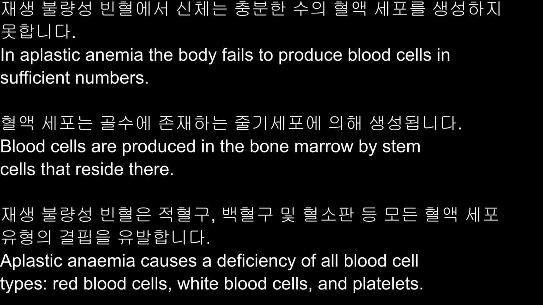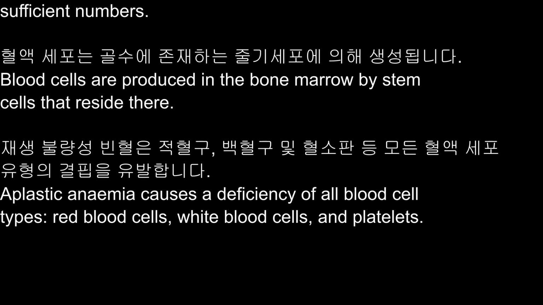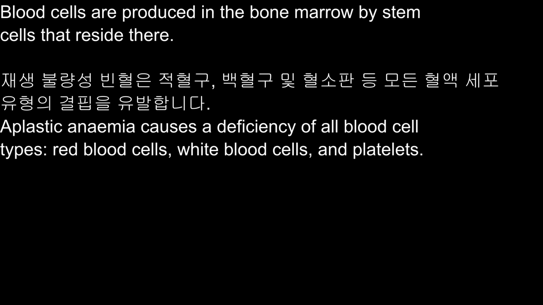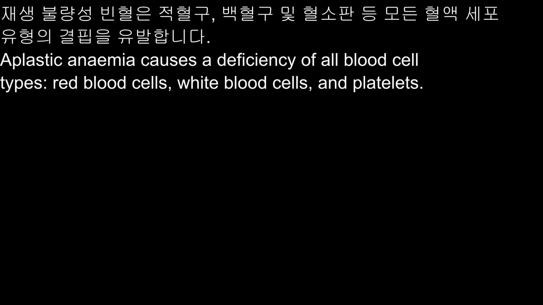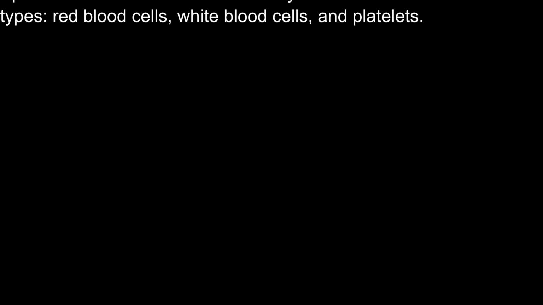Aplastic anemia. In aplastic anemia, the body fails to produce blood cells in sufficient numbers. Blood cells are produced in the bone marrow by stem cells that reside there. Aplastic anemia causes a deficiency of all blood cell types: red blood cells, white blood cells, and platelets.